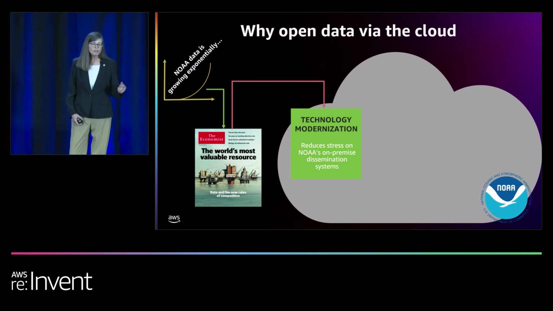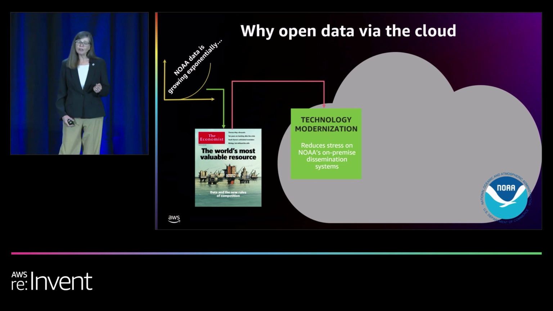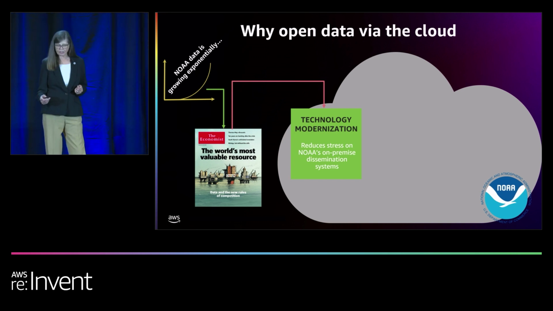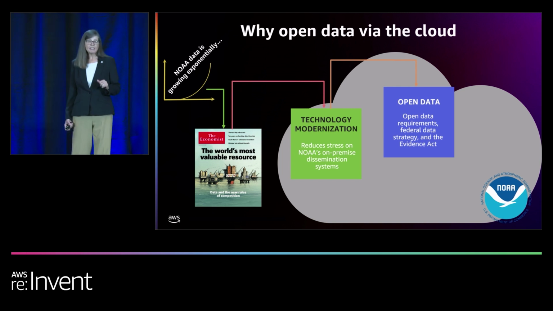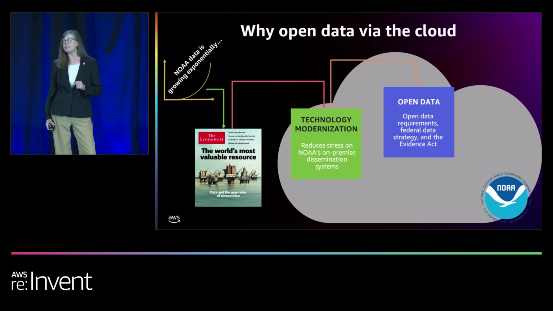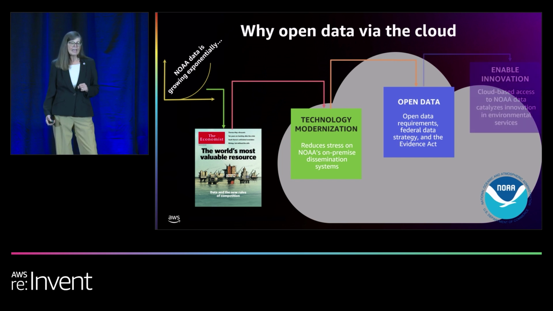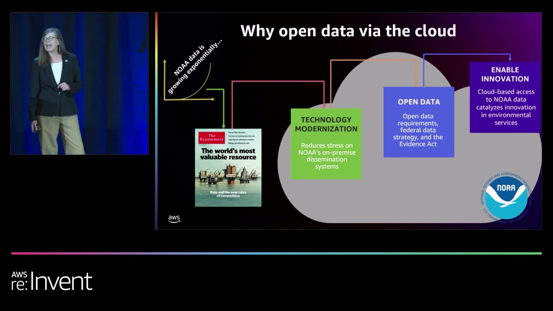NOAA was focused on reducing stress on its on-premise dissemination systems and improving services for users. The timing was right, as the Cloud Service Provider, or CSP, technical capabilities had matured enough to address data growth and management challenges. As a result, NOD is able to make NOAA data on the cloud easy to find and use, which supports governmental mandates, including the Federal Data Strategy and the Evidence Act, to provide open data to the public. And by making NOAA data easier to find and use, NOD democratizes data accessibility and enables innovation.